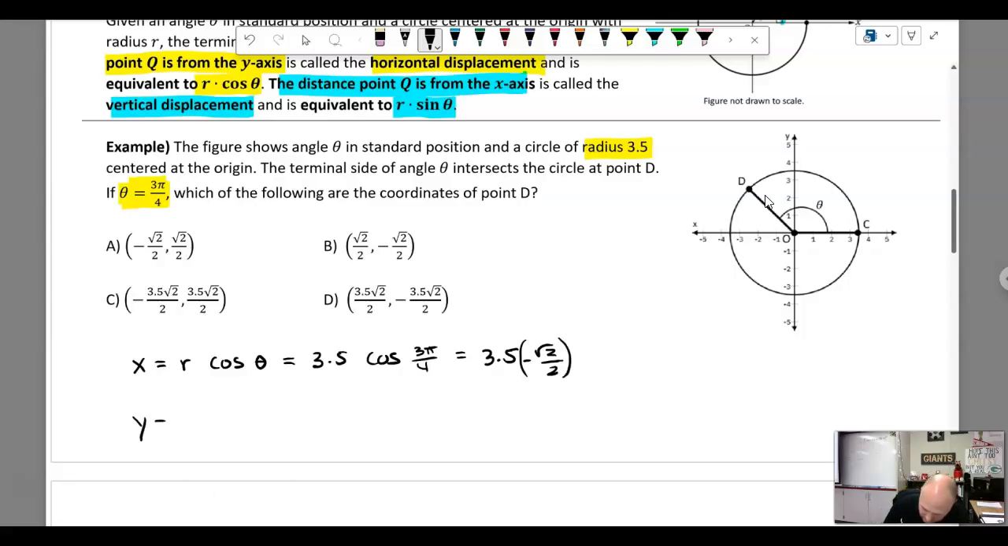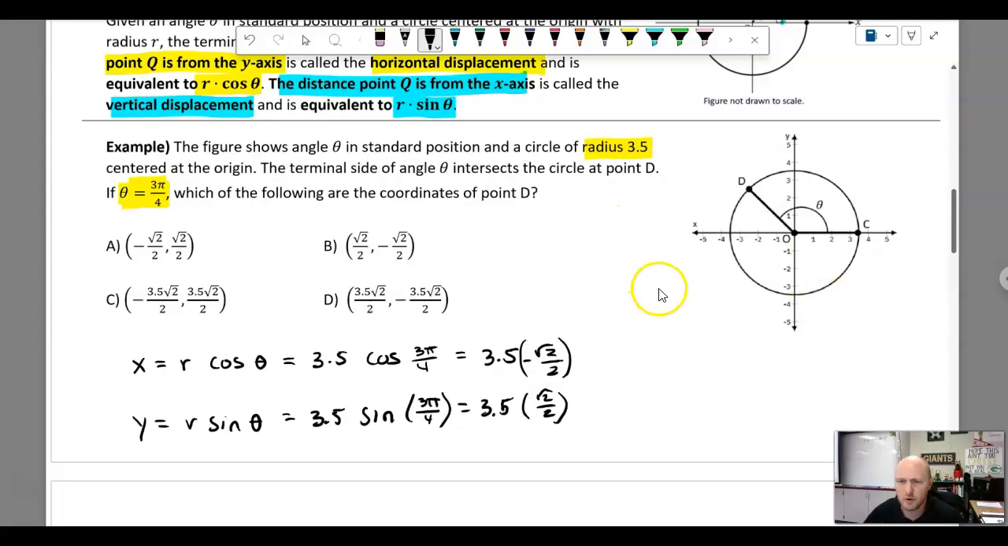Your y value is going to be r sine theta. So again, 3.5 for radius, theta is 3 pi over 4. This is also root 2 over 2. But this time, y values are positive in quadrant 2. Okay, so that's what we're looking for in our answers. It's not going to be A or B. That's discounting the radius. And we're looking for our x value to be negative.